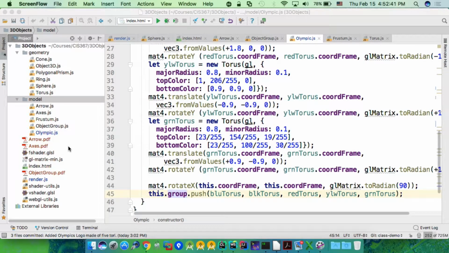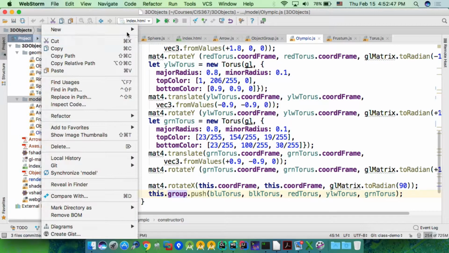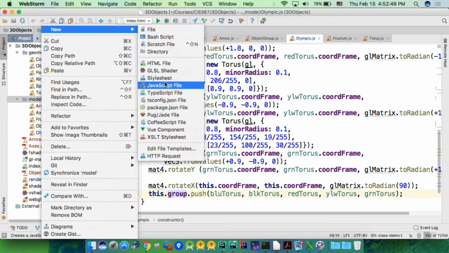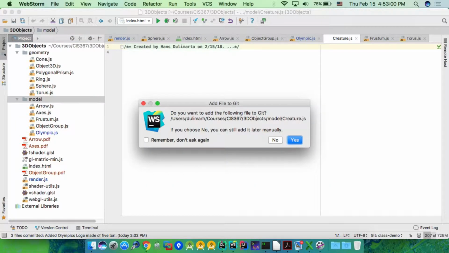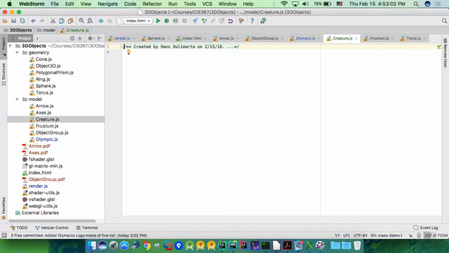So I'm going to create a new class. I have these two subdirectories, one geometry, the other one is model. And what would be a good class name? Dog or cat? Cat, dog? Creature. Okay, so creature is a neutral name.